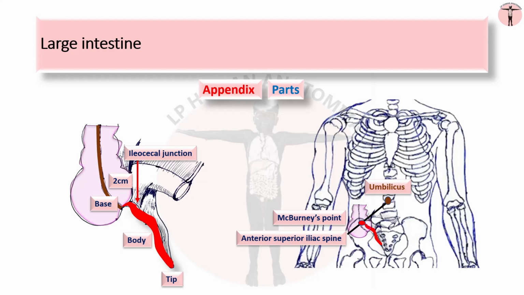The second method is to draw the transtubercular and right lateral or mid-clavicular planes. Mark a point about 2 centimeters below the intersection, which represents the base of the appendix. The remainder of the appendix is free. The body is a narrow, tubular part. The tip is the least vascular, distal blind end. It is directed in various directions.